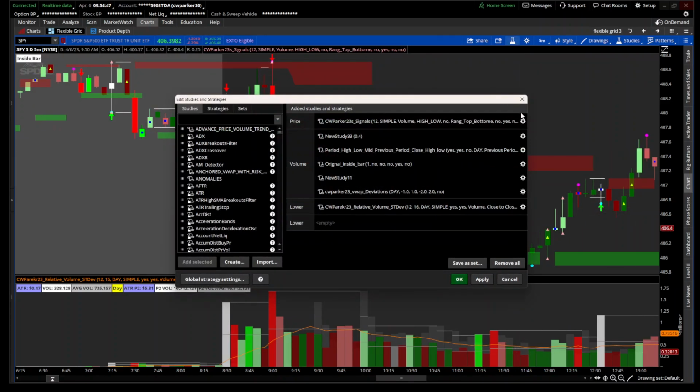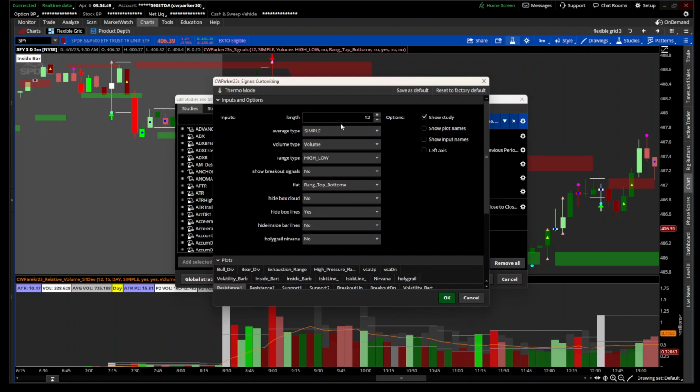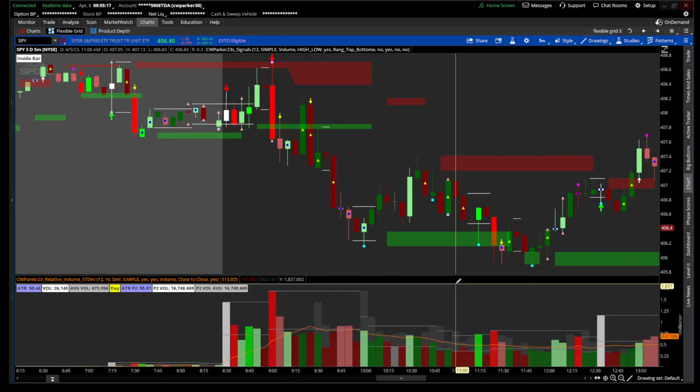The different things that are in the signals indicator are, you could change the average, whatever average you're judging your ranges by, your volume by. You can change volume to tick volume versus regular volume. Here are your range types. You have high to low, you have the body of the candles, then you have close to close. And then you have your breakdown signals, breakout signals. That's when the stock breaks above or below the clouds.